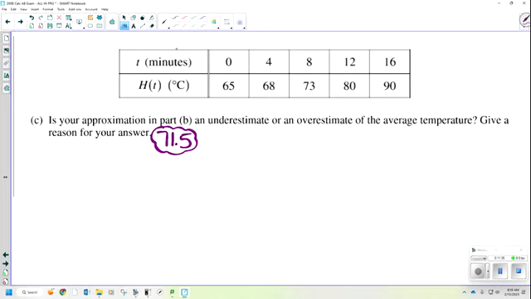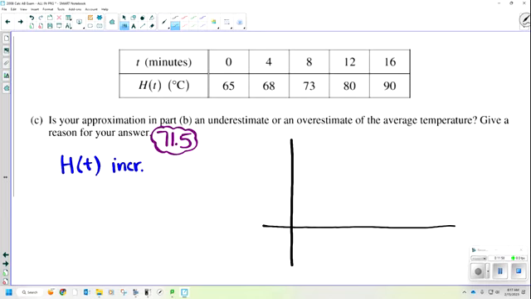So let's go back here, and let's start to analyze this. We need to figure out, is it an underestimate or overestimate, and give a reason for your answer. First of all, H of T is always increasing. If I had a graph here, then sure, I could plot the points, but I'm not going to go through the song and dance of plotting the points. If I had a graph, H would always be increasing. There you go. This is H of T. From 0 to 16, half of that is 8, half of that is 4, and right in between there is 12. There are our T values.